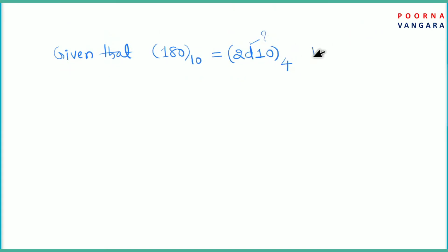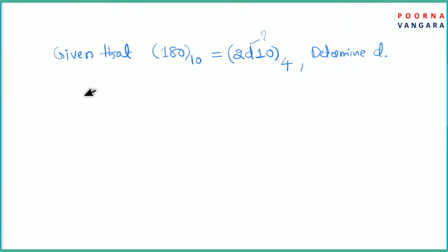The given statement is: given that 180 base 10, that is our decimal number, equal to 2D10, and they clearly mentioned the base is 4. They have given the base is 4, but now we need to find out this D value. Determine D. This is the question.